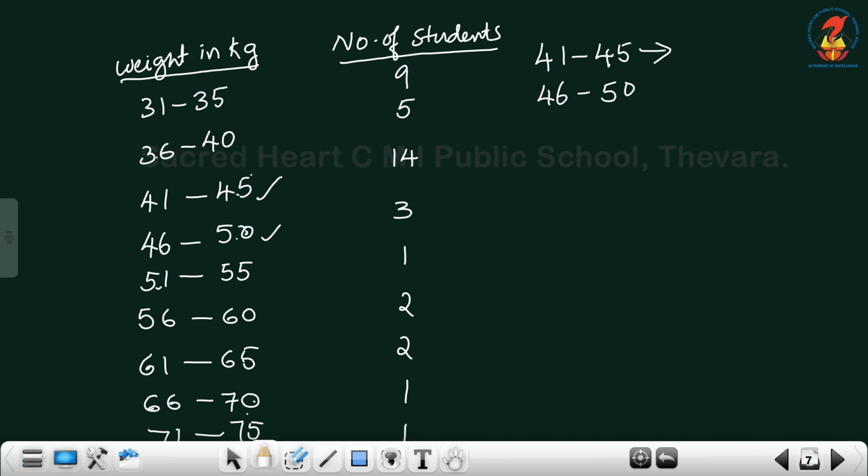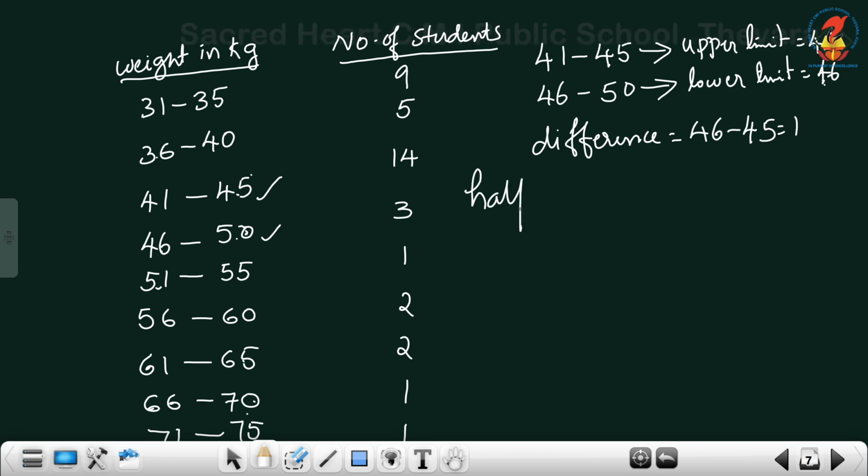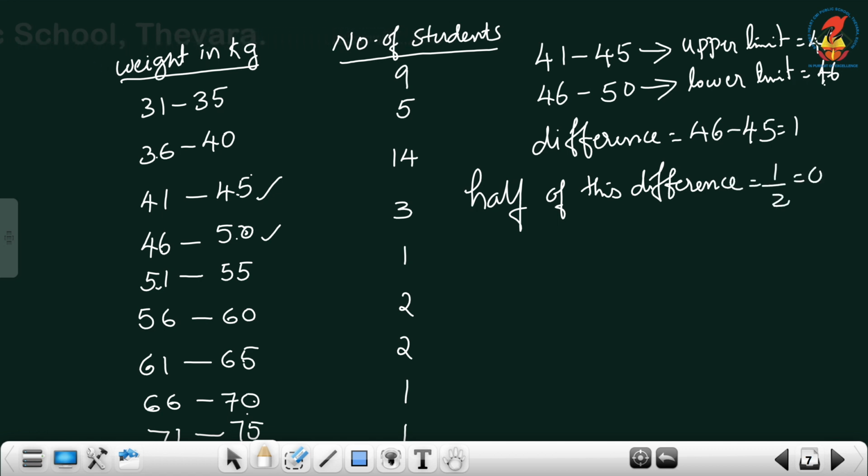What is the upper limit of this class interval? 45. Upper limit equal to 45. What is the lower limit of the next class interval? Lower limit equal to 46. What is the difference between these two numbers? Difference is equal to 46 minus 45 equal to 1. What is half of this difference? Half of this difference equal to 1 by 2 equal to 0.5.